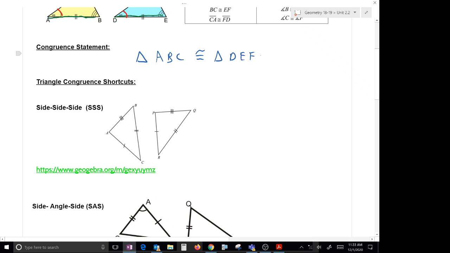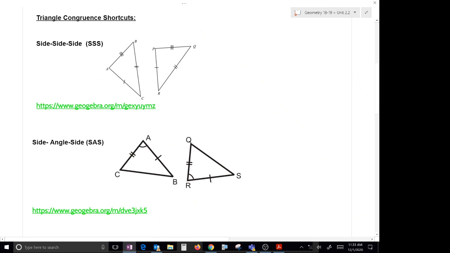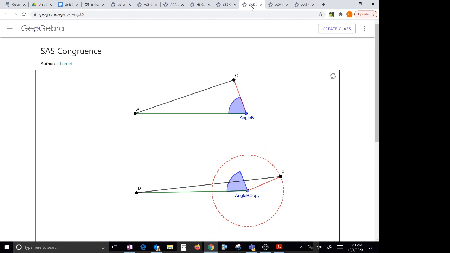In other words, I don't know anything about the angles, but if all three corresponding sides match up, I know I have congruent triangles. Our next shortcut is side angle side. So for this one, if I know two sides and the angle that's in between, that's very important, that the angle is in between my two sides, I can say that the triangles are congruent. And if we click on this GeoGebra link, pull that up, here's SAS.